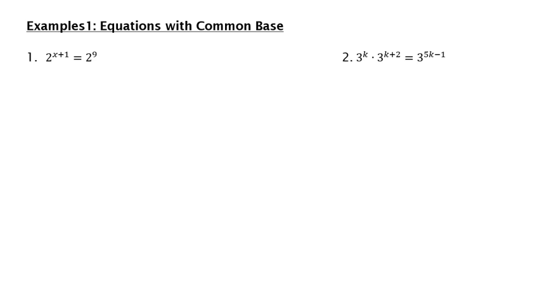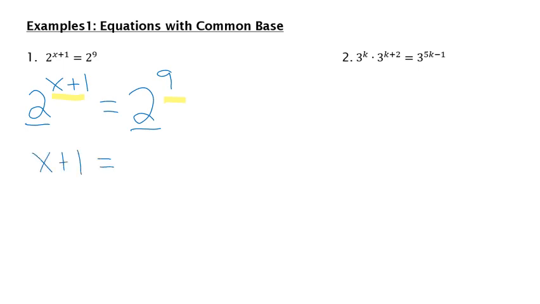So if I want to solve this equation, and this is an exponential equation because the variable is in the exponent, this first one's pretty straightforward. If I have two like bases and the bases are the same, I can just simply take the exponents and set them equal to each other. So we end up getting x plus 1 equals 9. And when we go ahead and solve it, we'll get our value of x to be 8.